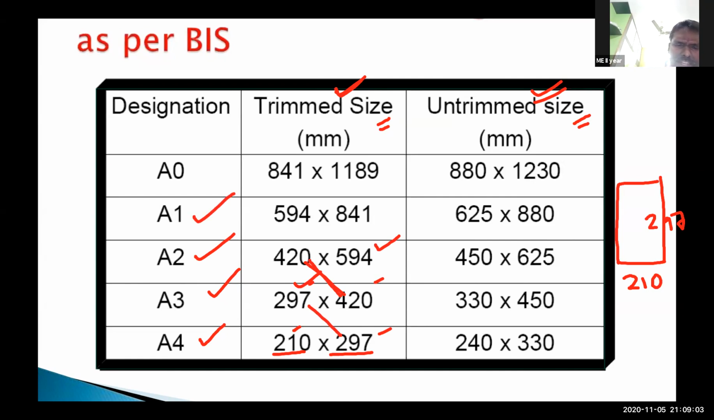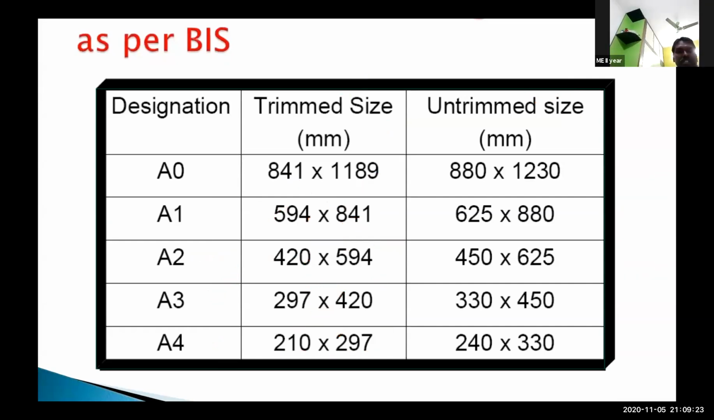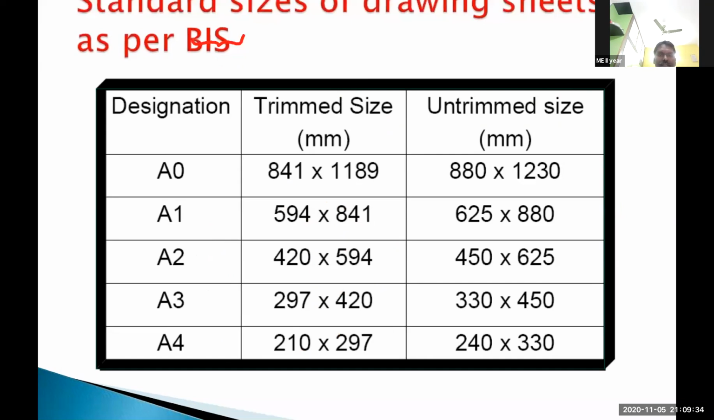Then A1, 594 is the same, and 420 becomes approximately double, 841. Like that we have to go. We have to know this as per the Bureau of International Standards. BIS is nothing but Bureau of International Standards. Likewise, how to get that?